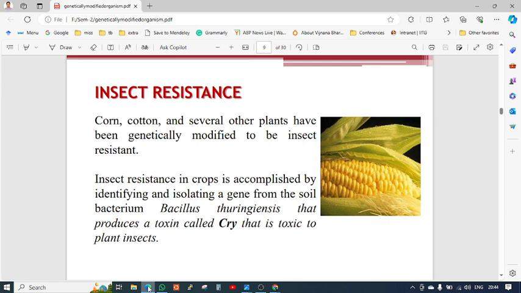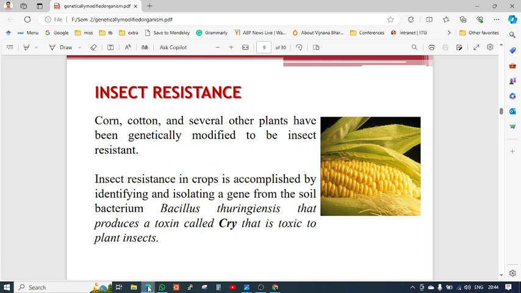That means there are a large number of insects nowadays that are harming these different plants. So we can make changes at the gene level, that is, insect resistance in crops, by identifying and isolating the gene of the soil bacterium Bacillus thuringiensis that produces a toxin called Cry, which is toxic to plant insects. That means this is one example.